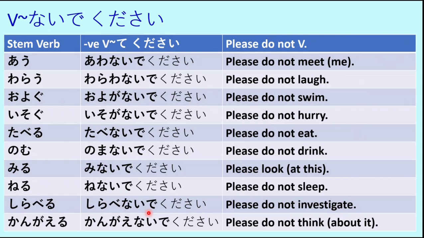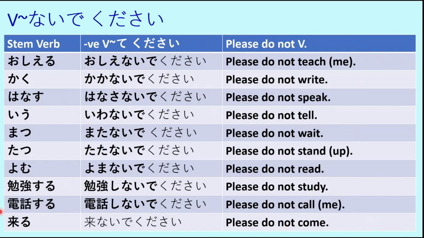Shiraberu, shirabenai de kudasai. Please do not investigate. Kangaeru, kangaenai de kudasai. Please do not think about it. Then we have oshieru, oshienai de kudasai. Please do not teach me. Kaku, kakanai de kudasai. Please do not write. Hanasu, hanasanai de kudasai. Please do not speak. Iu, iwanai de kudasai. Please do not tell. Matsu, matanai de kudasai. Please do not wait. Tatsu, tatanai de kudasai. Please do not stand. Yomu, yomanai de kudasai. Please do not read.